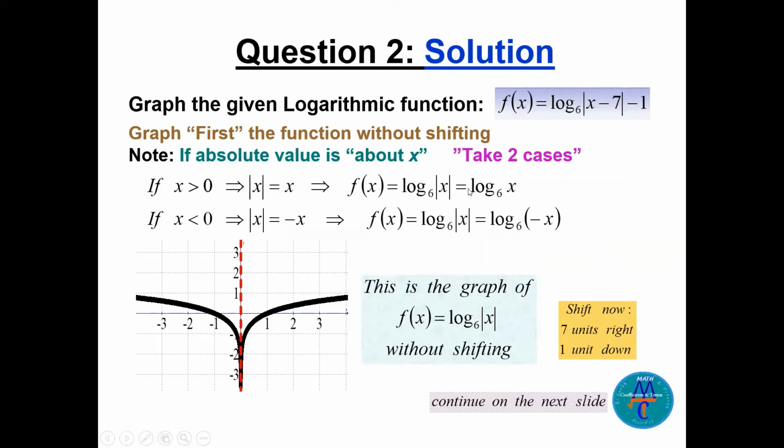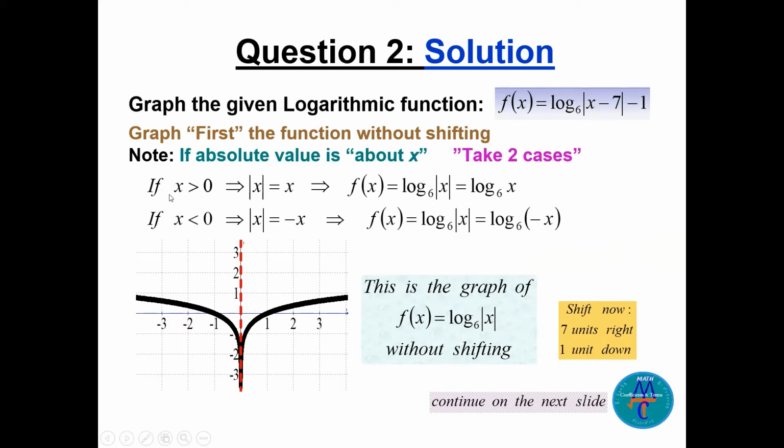Now here we see the absolute value on the x, so I can graph the function without shifting. Remember, I need the graph without shifting here. So it will be log base 6 of the absolute value of x only. This will be the graph here, 2 pieces there. So this is the graph of f of x equals log base 6 of absolute value of x without shifting. Remember, there is a shifting on the right, 7 units, and 1 unit down after we do this graph.